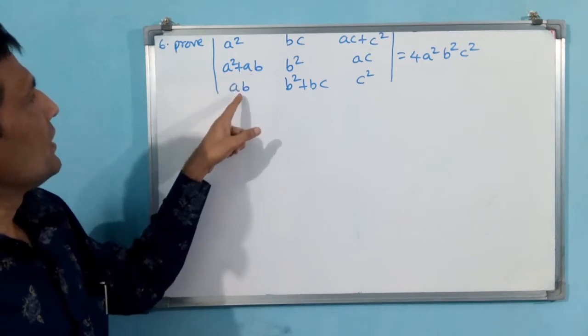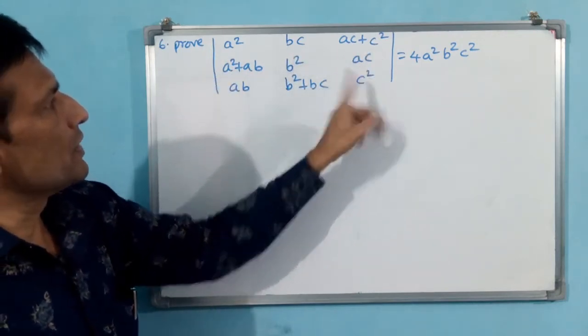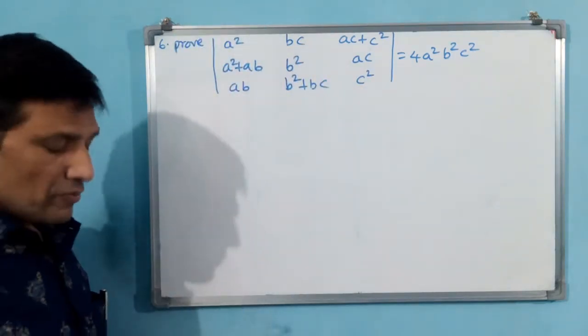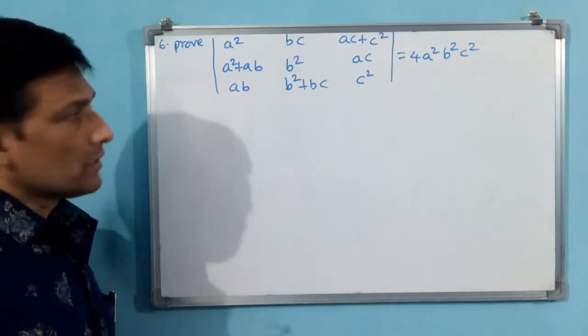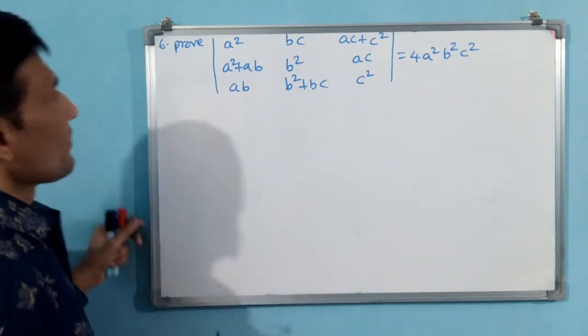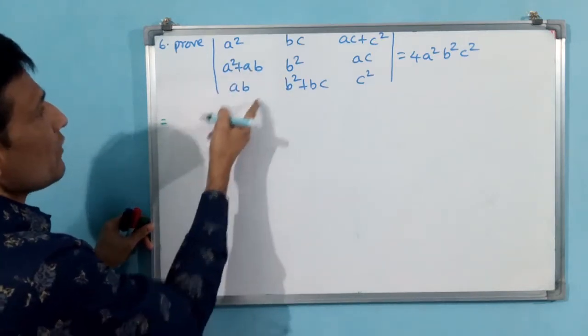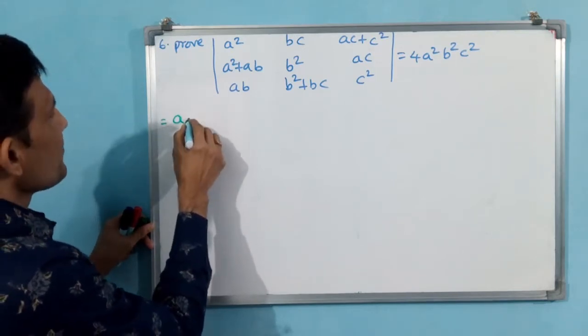Or else shall we take a from column 1 and c? Yes, both are possible. We'll take out c first and see what happens, because these are all trial and error only. I am working on the LHS. If I take common outside, this numerator is going to become a.